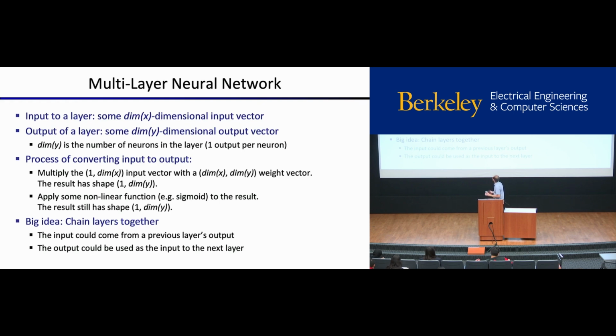So, multi-layer neural network. The input to a layer will be some input vector. The output will be some output vector. To get from the first to the second, we multiply the vector by some matrix of weights, and now we get a new vector that has the right length. Then we apply some nonlinear function, like the sigmoid function, to modify our output. Nonlinear function is any function that's not a line, is what I mean by that.